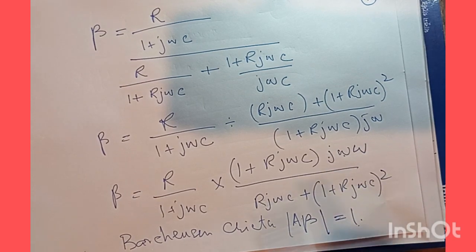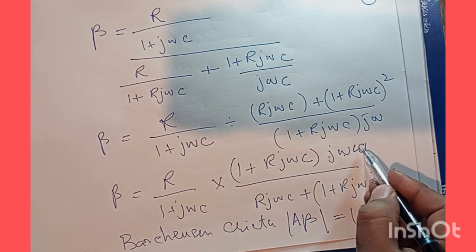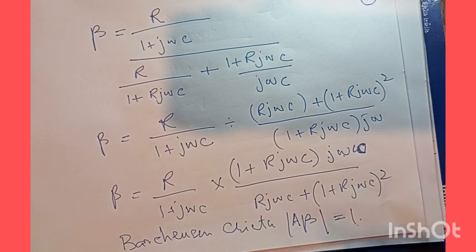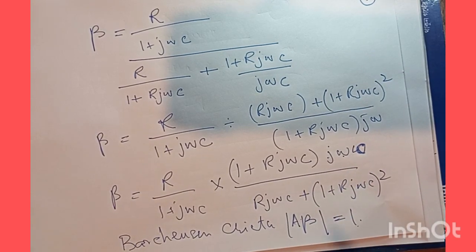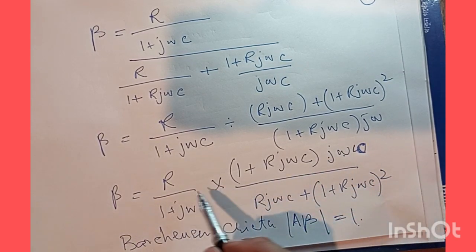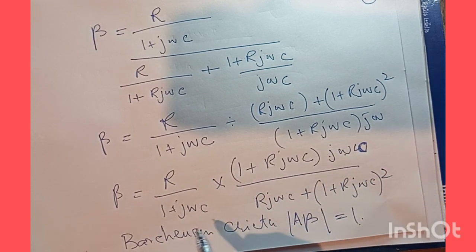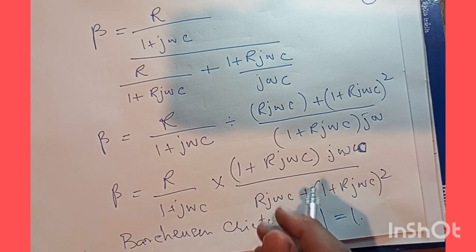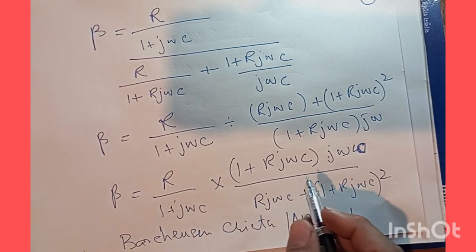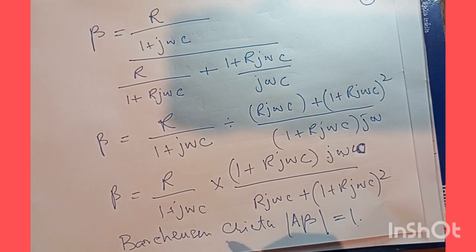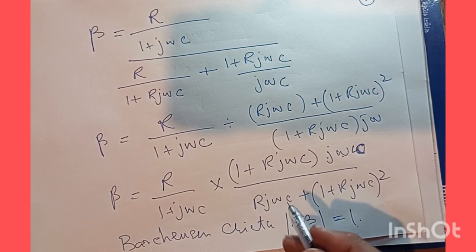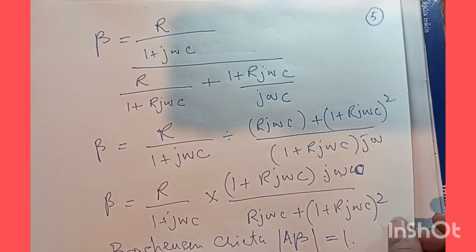It must be where from this has come. So this is j omega c. All right, so this is j omega c, and when we proceed now, what we have to do is go on using Barkhausen criteria to evaluate this thing, right?